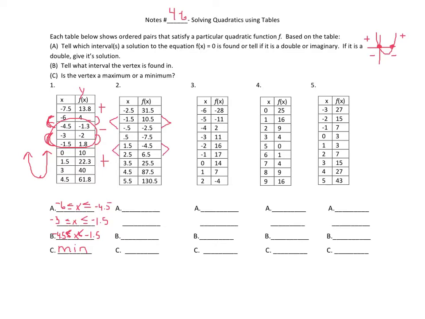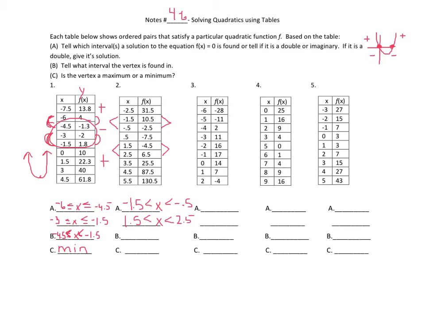So let's write that. I probably shouldn't put a less than or equal to, it should just be less than. So x is between negative 1.5 and negative 0.5. And then x is also going to be between 1.5 and 2.5.